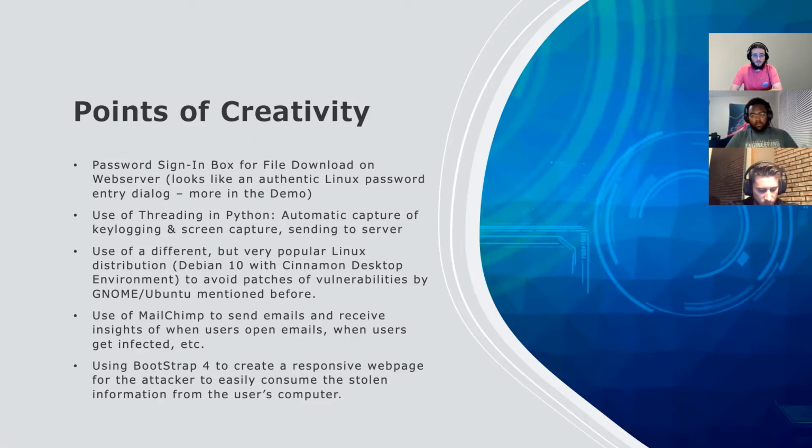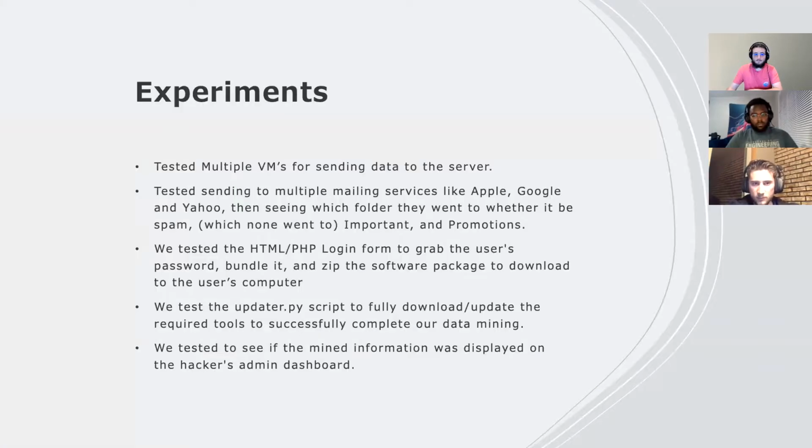The use of MailChimp to send emails and receive insights and analytics of when the users open emails, when they get infected, etc. Every time a user opens the email, we can see when they open it and who opens our emails. Those analytics can be really helpful for an attacker. And finally, using Bootstrap 4 to create a responsive web page for the attacker to easily consume the stolen information from the user's computer.